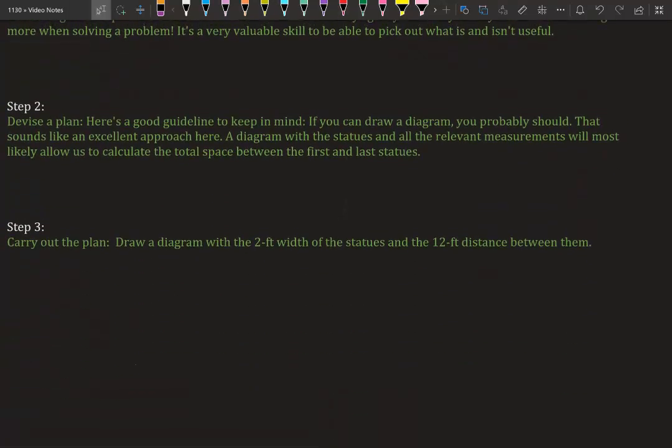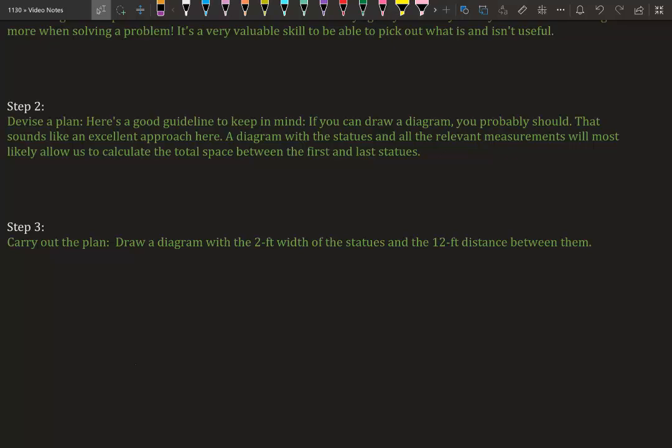Step 2, let's devise a plan. Here's a good guideline to keep in mind. If you can draw a diagram, you probably should. That sounds like an excellent approach here. A diagram with the statues and all the relevant measurements will most likely allow us to calculate the total space between the first and last statues. So if you can draw it, do it. And that is something that we actually teach all the way through calculus and high-level math. If you can draw the picture, you should, because a lot of the times, it's much easier to see what you're talking about given a picture or drawing a picture for yourself.